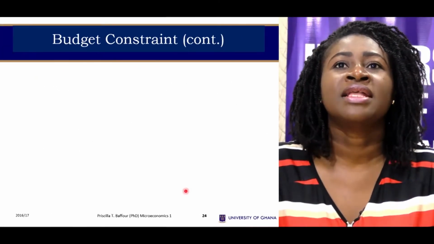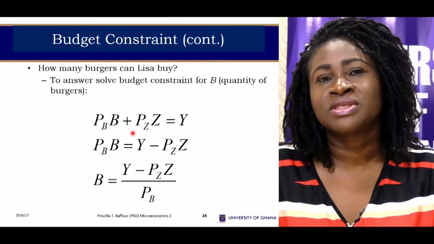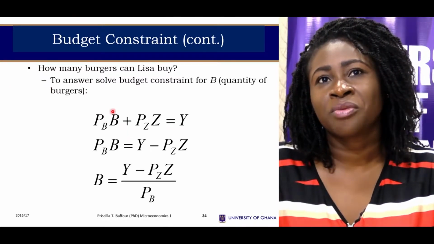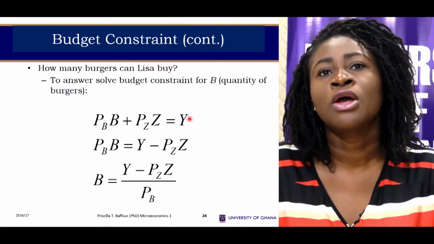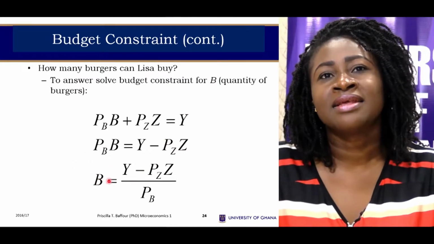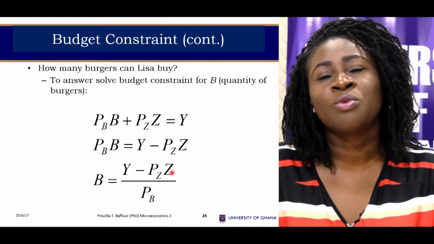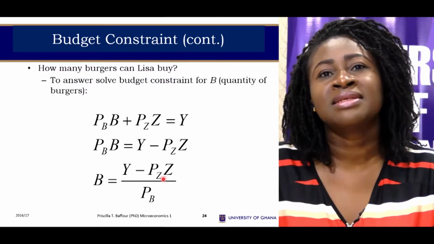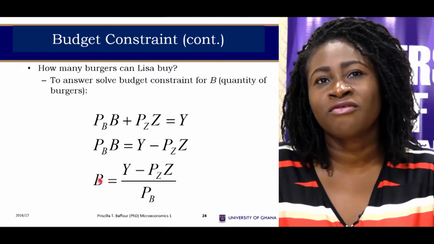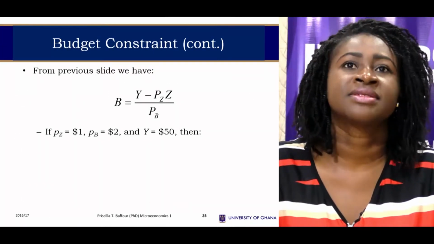Okay, so in terms of looking at how Lisa allocates her budget, we see that total expenditure on pizza and burger is equal to her income. So if we want to know the maximum amount of burger Lisa can have, it will be Y minus the expenditure on pizza divided by the price of burger. But if we assume that she will not consume any pizza, then the maximum amount of burgers she can have per semester would be her total income divided by the price of burgers.